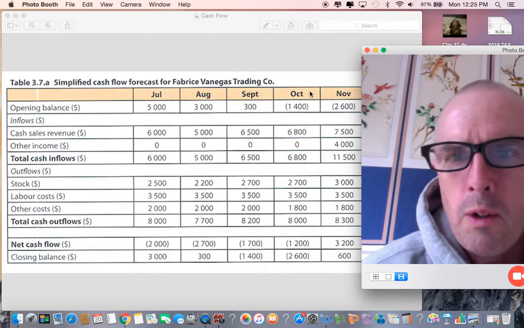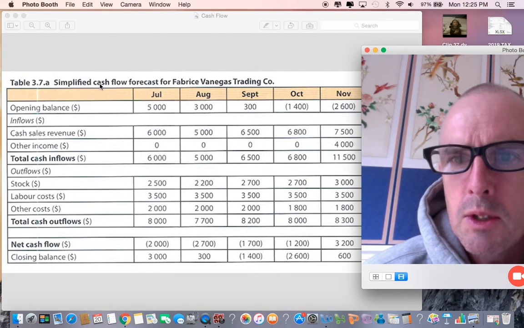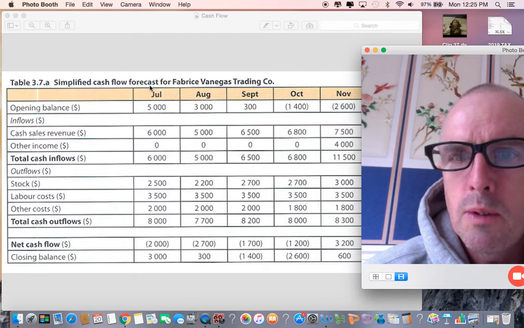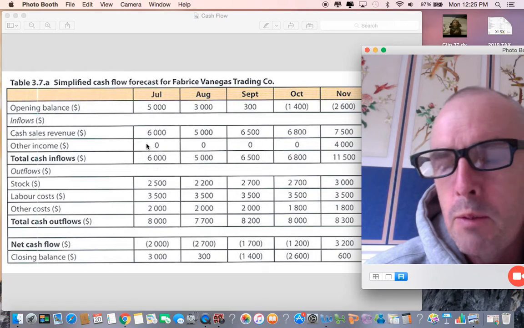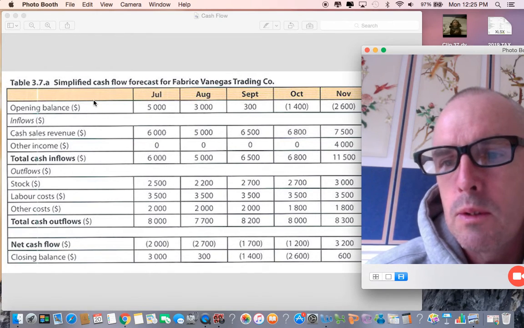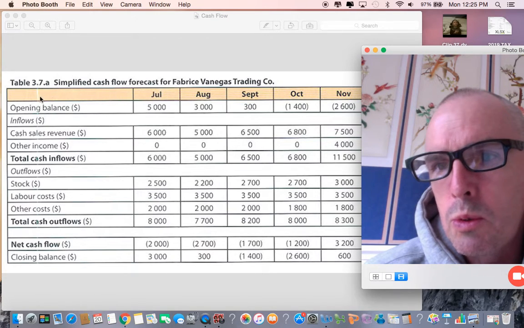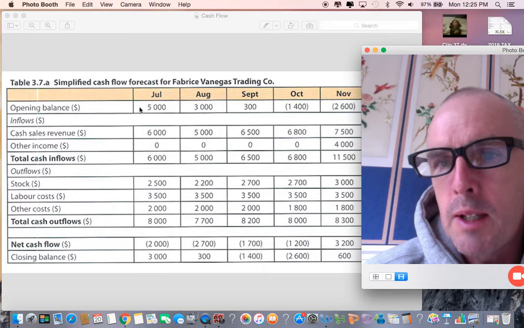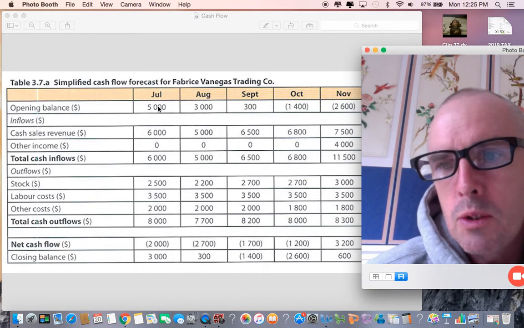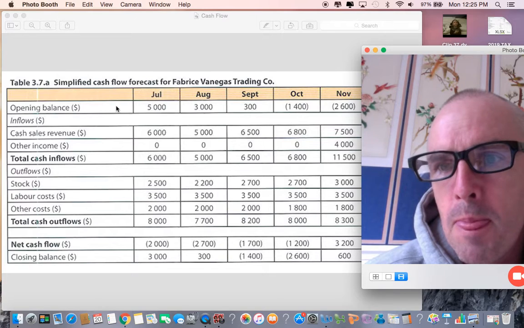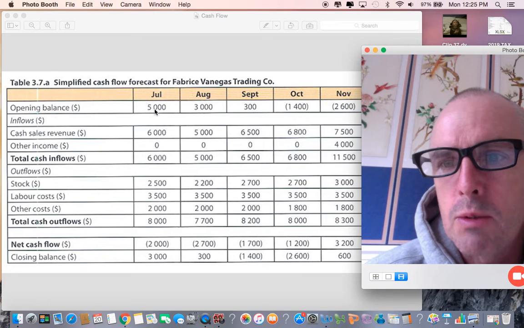Okay, we'll try and explain the simplified cash flow forecast for this little trading company. What you'll do, this is going to track cash from month to month. So we're going to start off with an opening balance for the month of July, which is $5,000. So we just opened up in July. We put in $5,000 of our savings, so that's what we're going to start with.